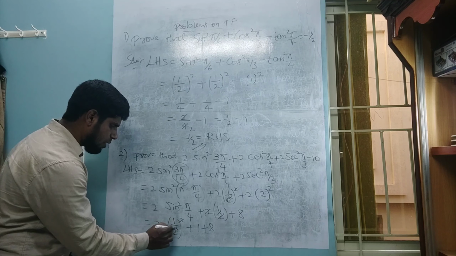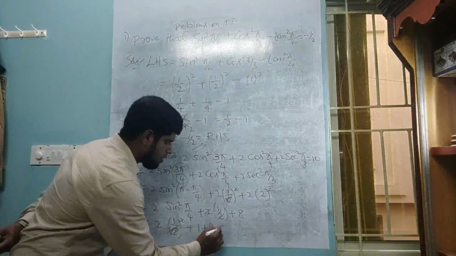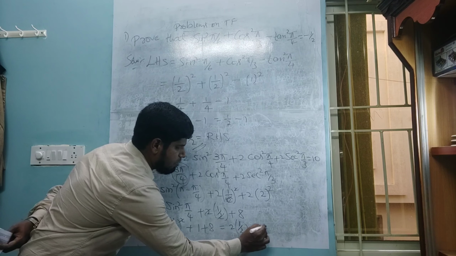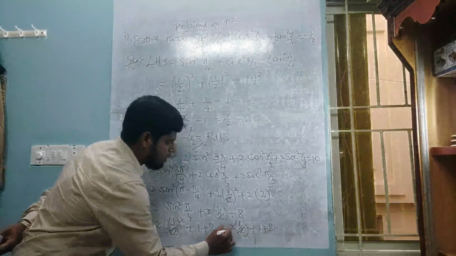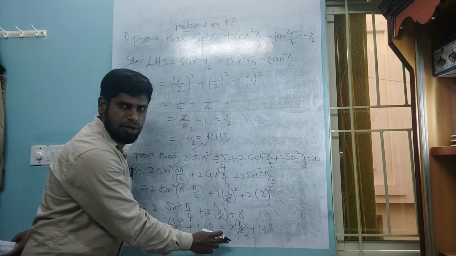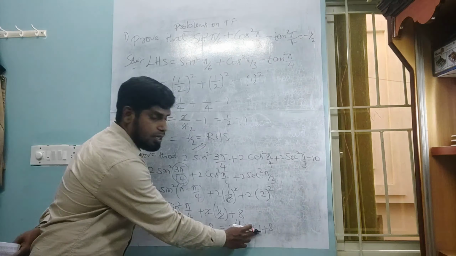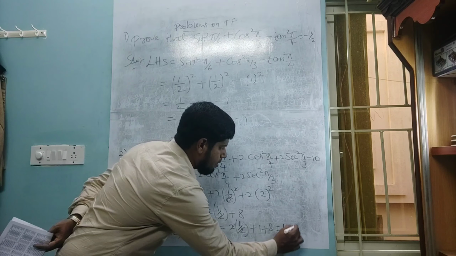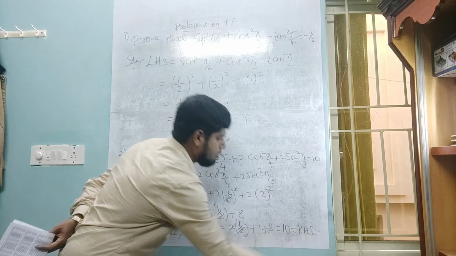Next, further, this square and root get cancelled. So what is left out? 2 into 1 by 2, plus 1, plus 8. 2 and 2 get cancelled. See, nothing is left out here, so just 1 is there. 1 plus 1 is 2. 2 plus 8 is 10. This is our RHS.